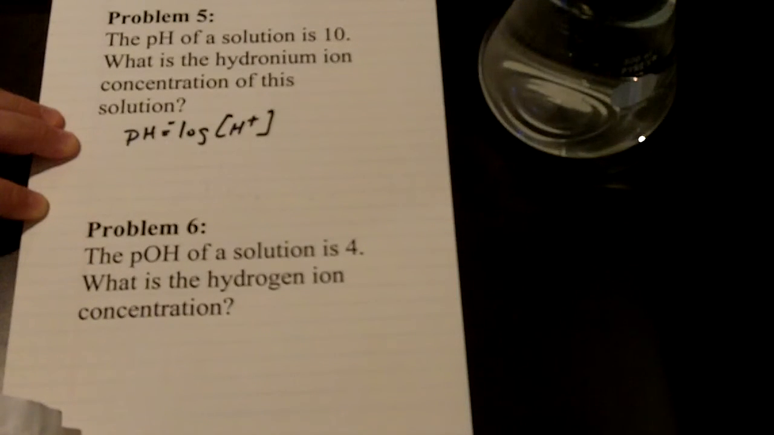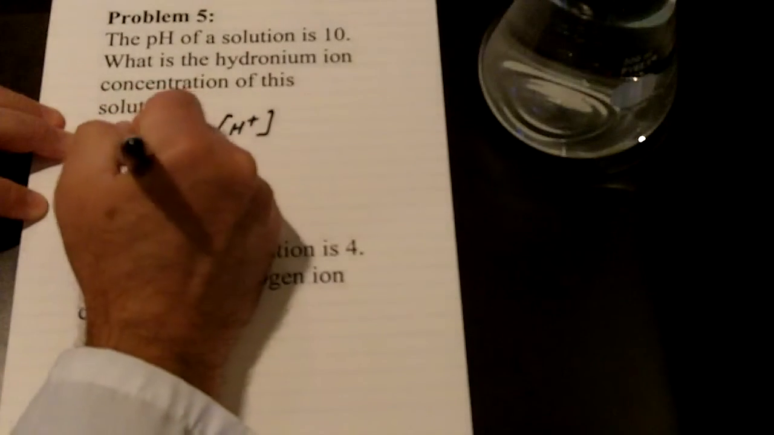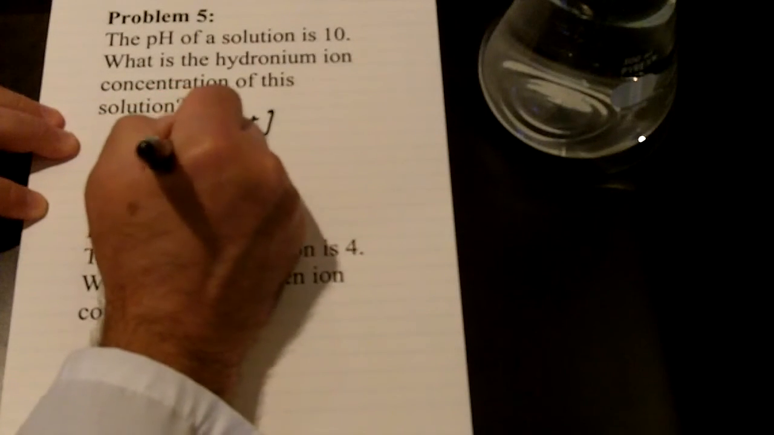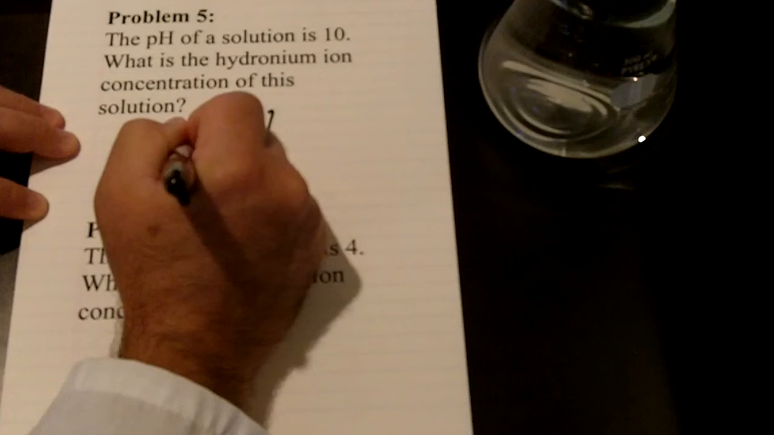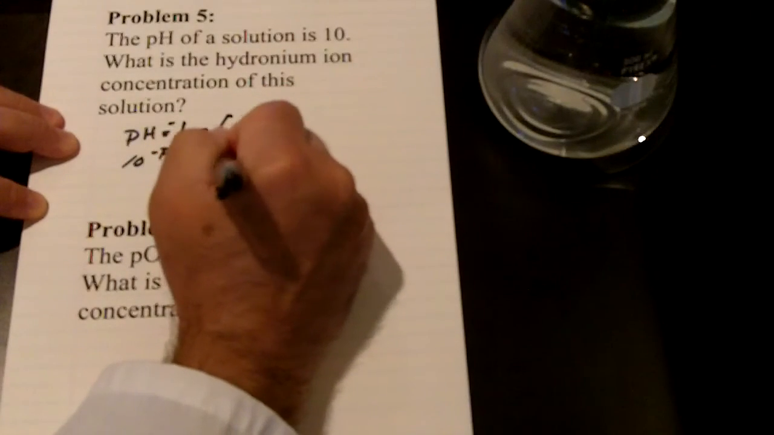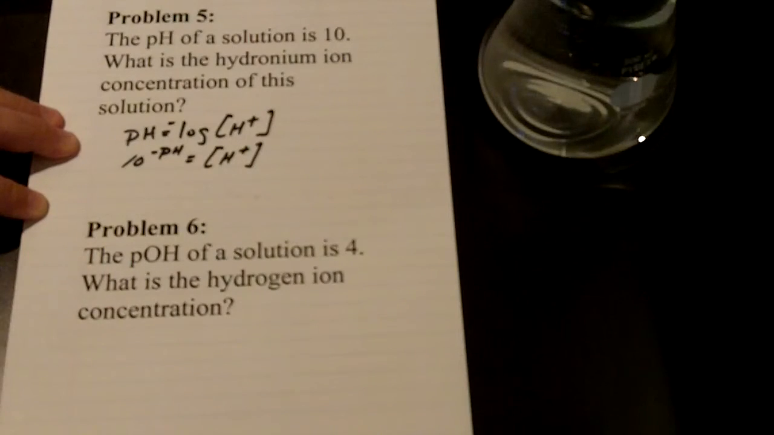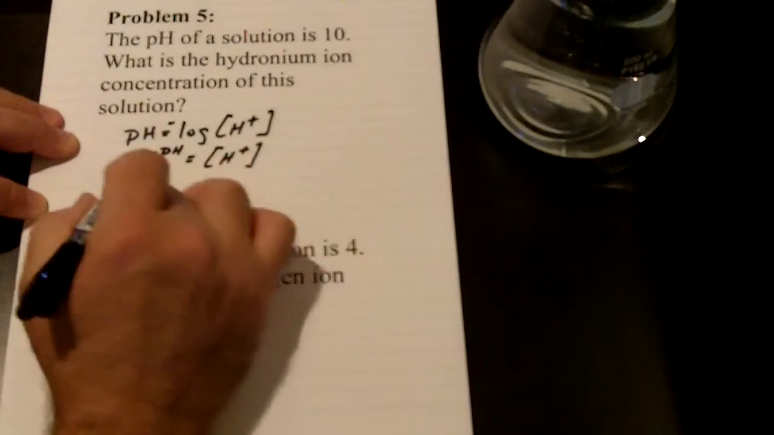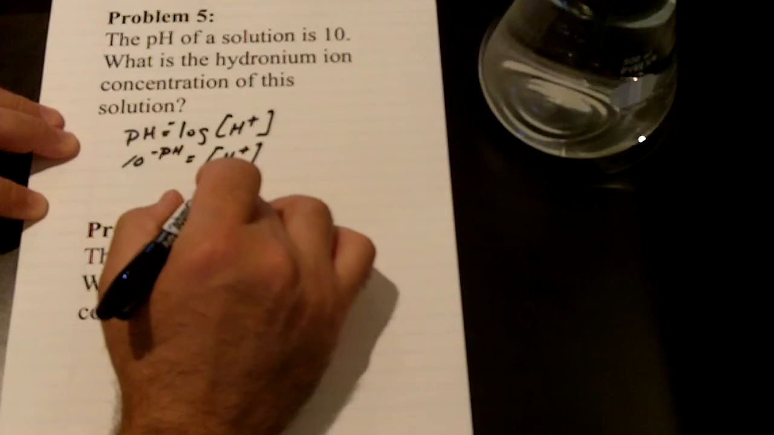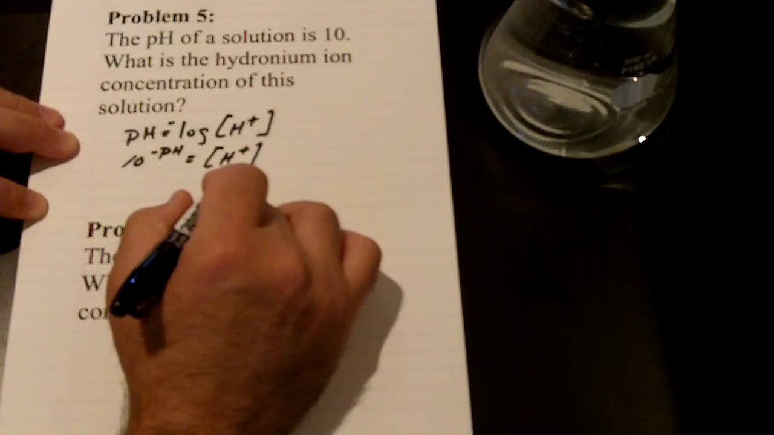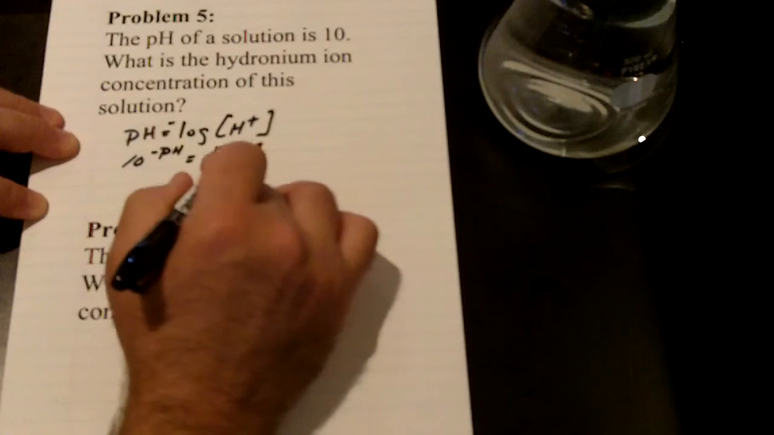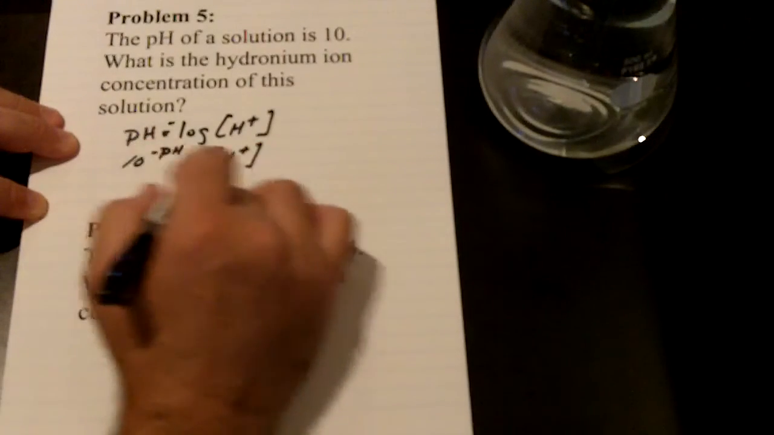So now I'm going to exponentiate. I say 10 to the minus pH is equal to the hydrogen ion concentration. Some of you may say, well, you skipped a step. Well, no, I know that 10 to the log of the hydrogen ion concentration is the hydrogen ion concentration. So here's my entire formula.